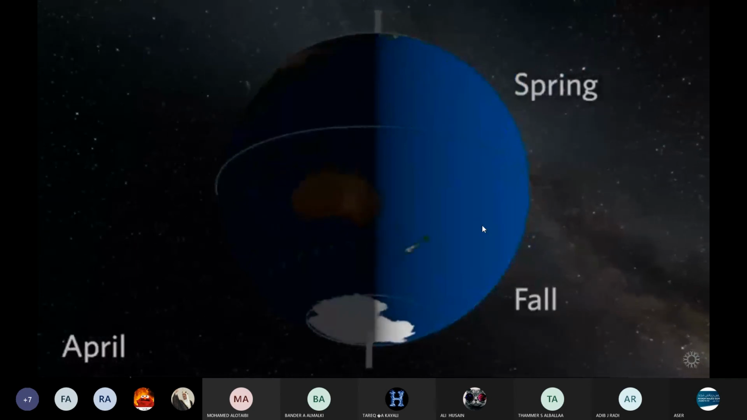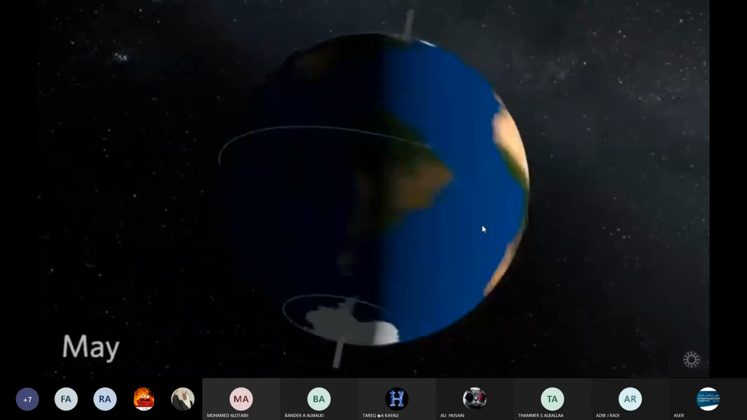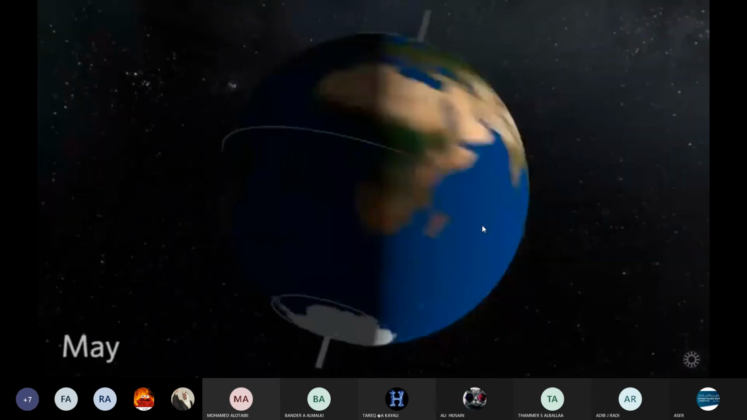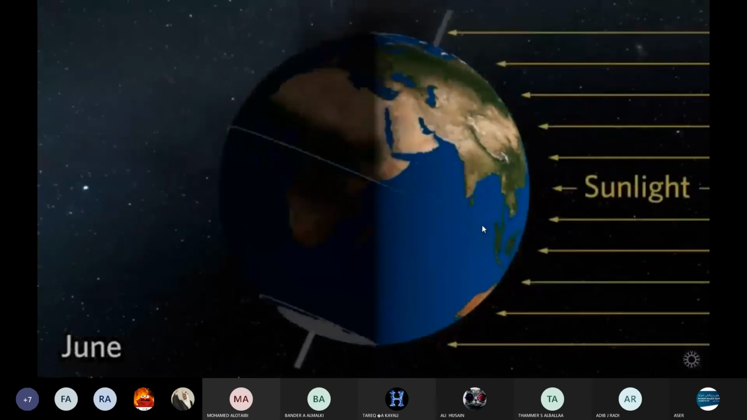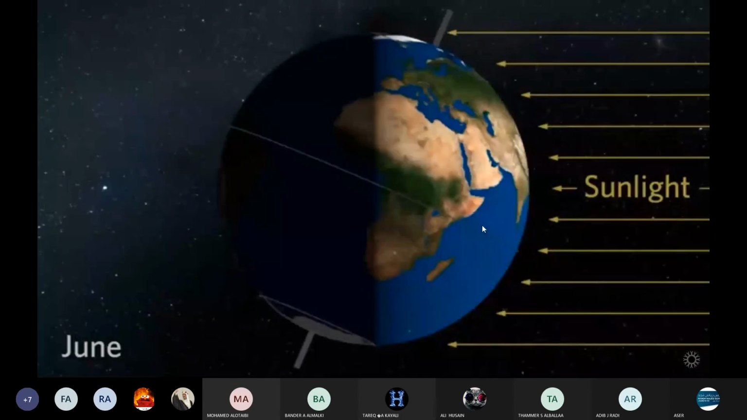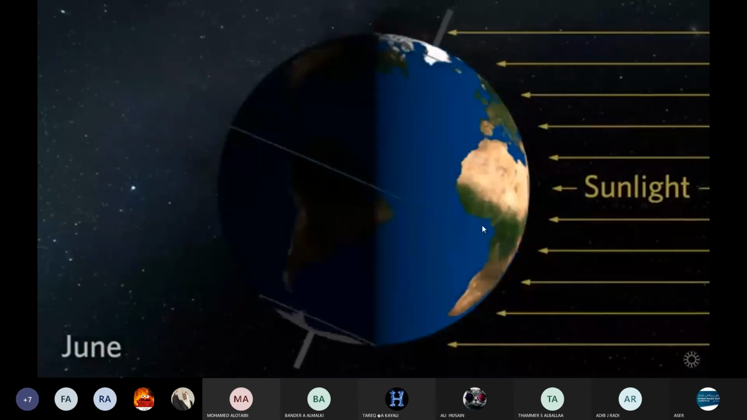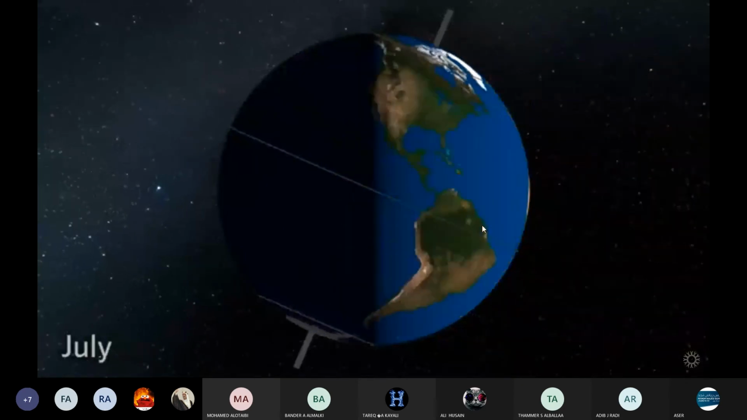As we make our way to the summer months, notice that Earth is still tilted in the same direction, only now on the other side of our orbit. The North Pole is tipping toward the sun. Sunlight strikes the northern hemisphere more directly, and the sun stays in the sky for a longer time. Compared to winter, summer days are warmer, and the sun stays in the sky much longer.